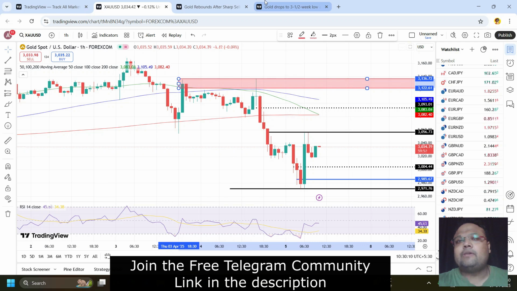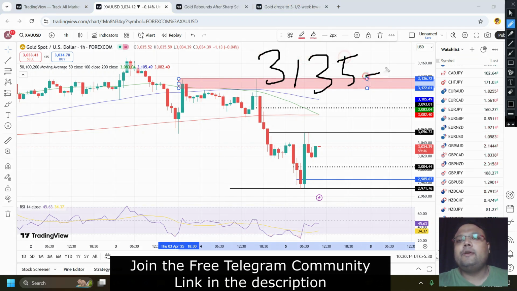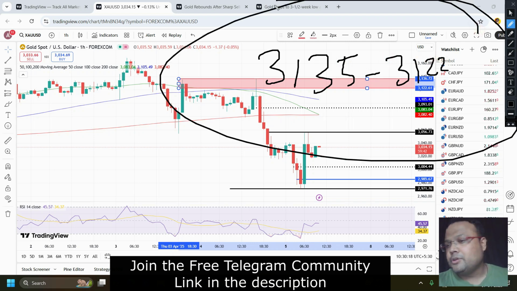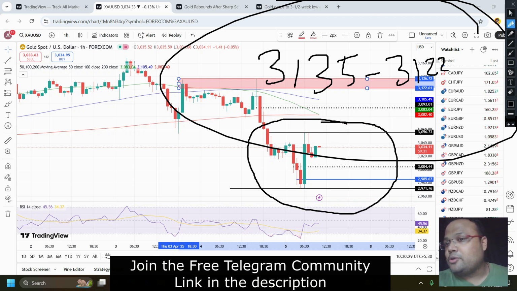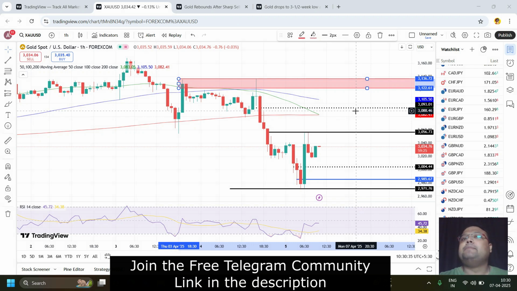3135 and 3122. This is a zone where we can look for a sell position, but the chances of the market going towards 3135-3122 are very low. But as of now, let's keep our eyes on this particular portion of the market only. If gold breaks this high, it will form a higher high, and there is a high chance that by tomorrow we may see gold going up again.